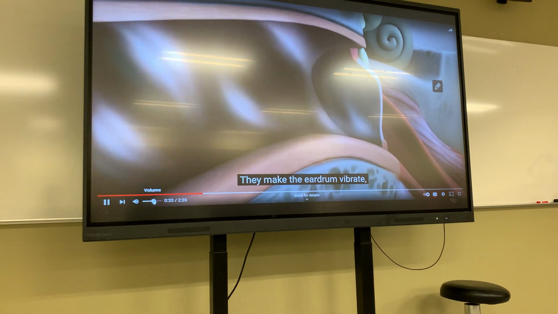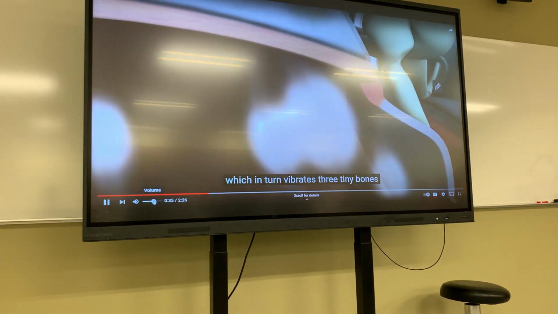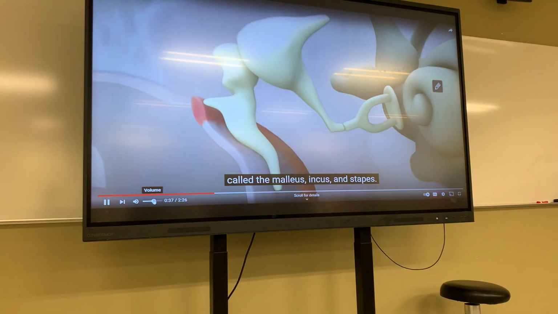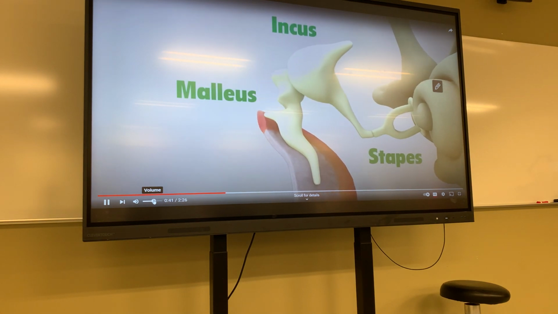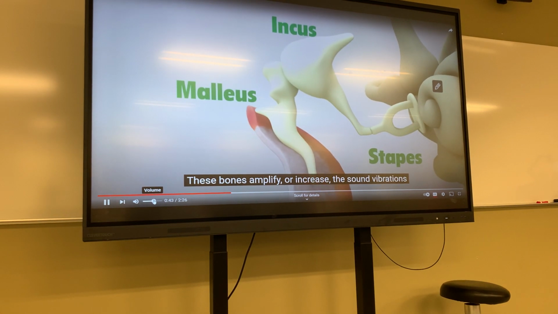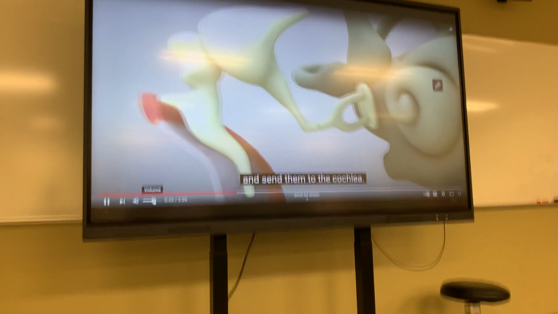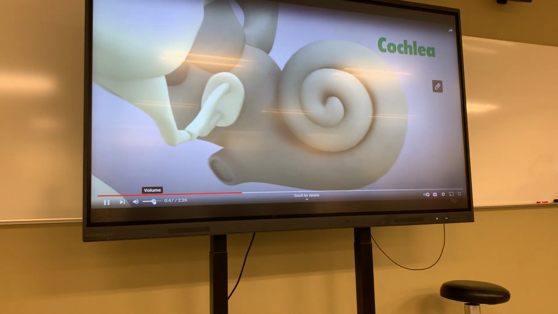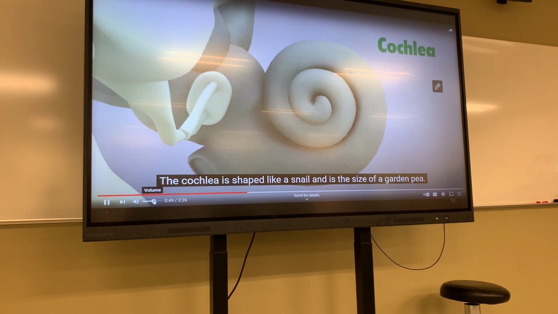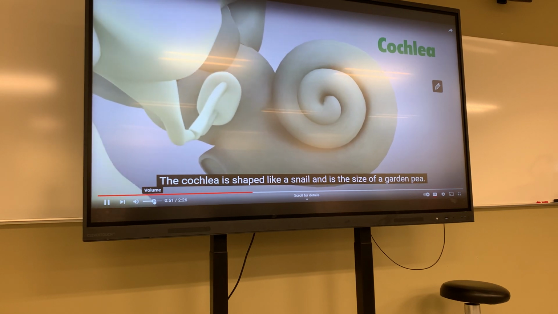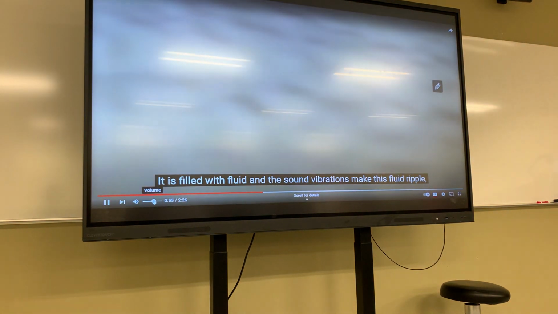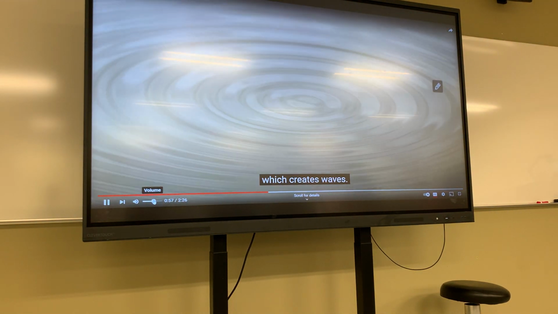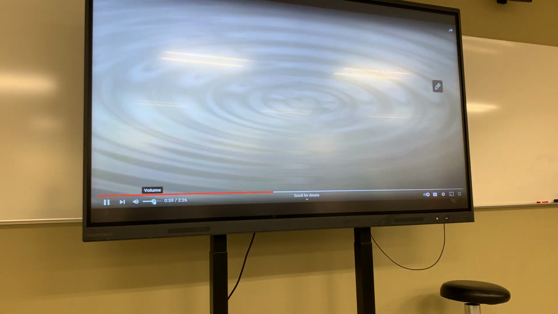They make the eardrum vibrate, which in turn vibrates 3 tiny bones called the malleus, incus, and stapes. These bones amplify or increase the sound vibrations and send them to the cochlea. The cochlea is shaped like a snail and is the size of a garden pea. It is filled with fluid, and the sound vibrations make this fluid ripple, which creates waves.